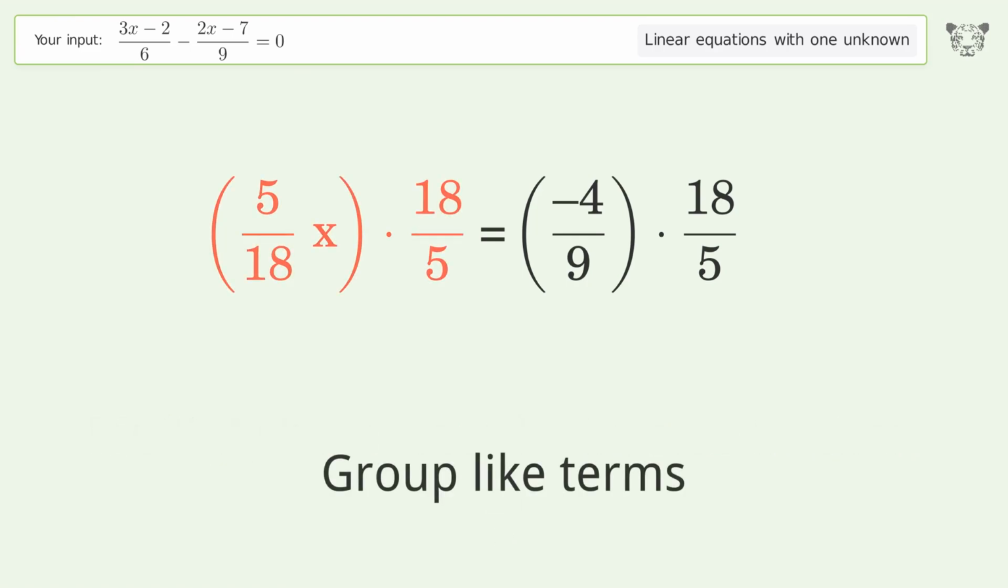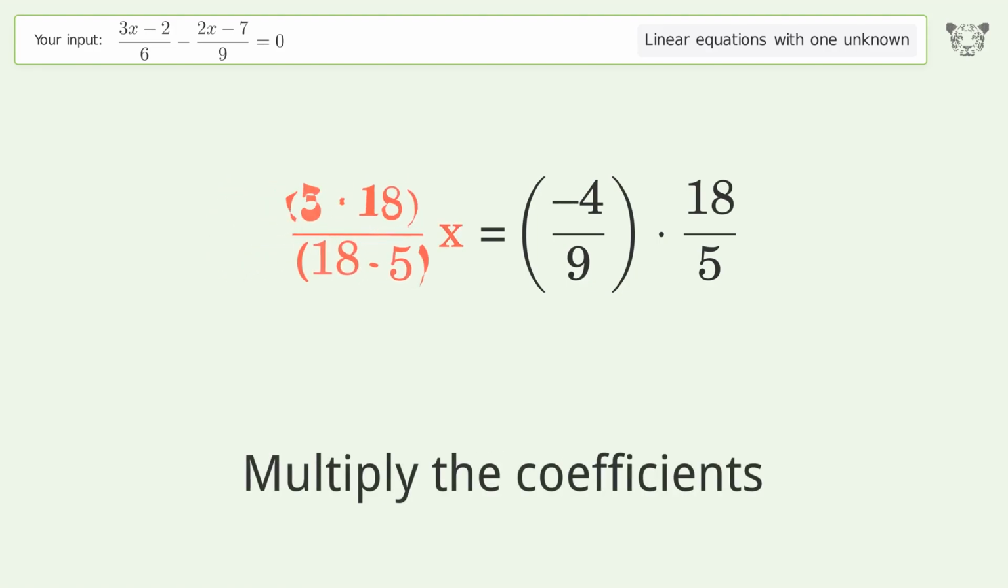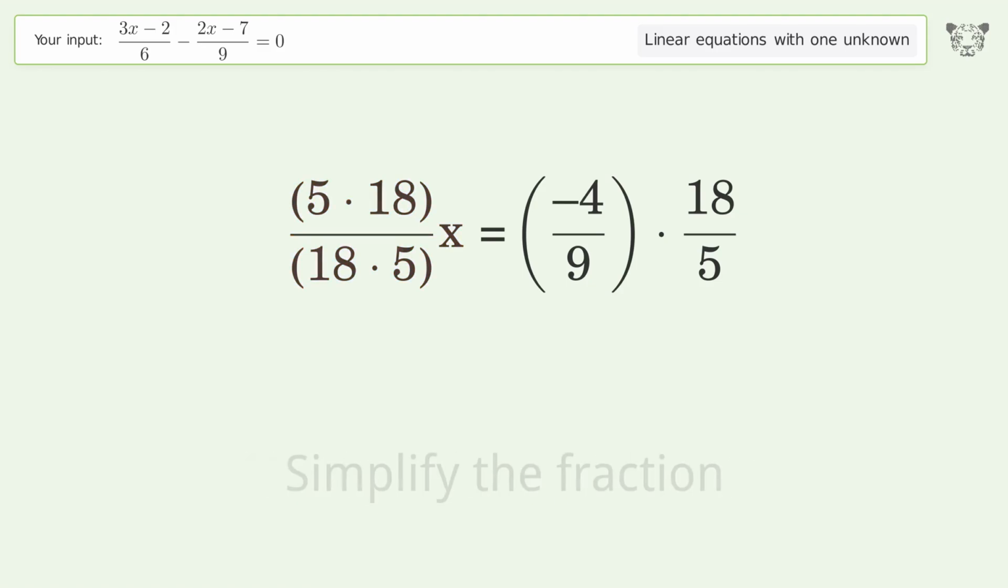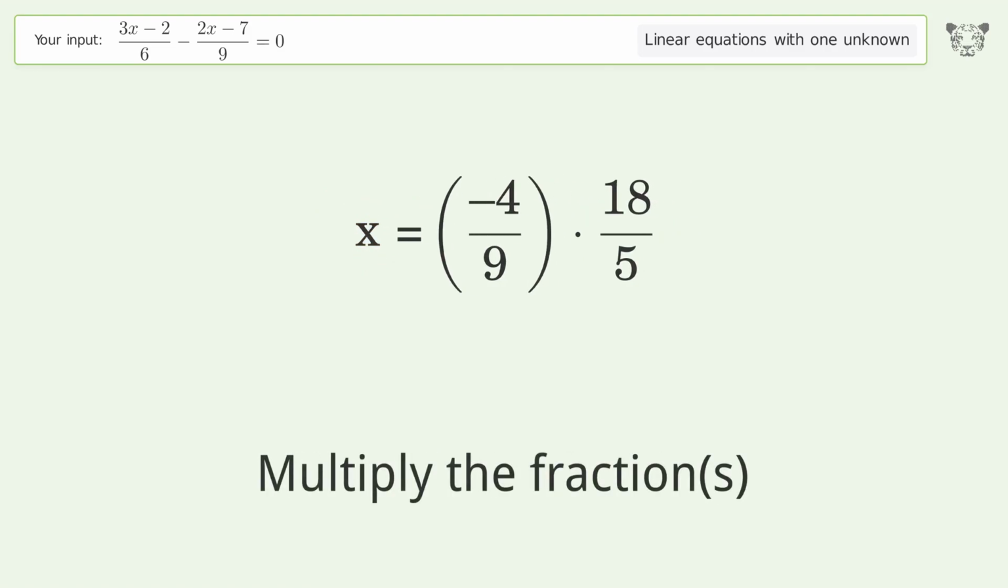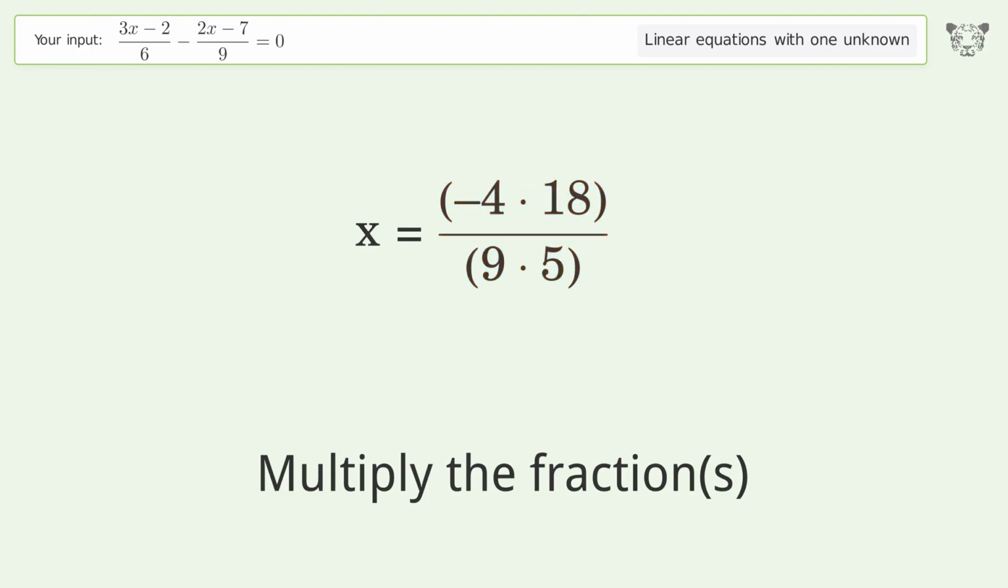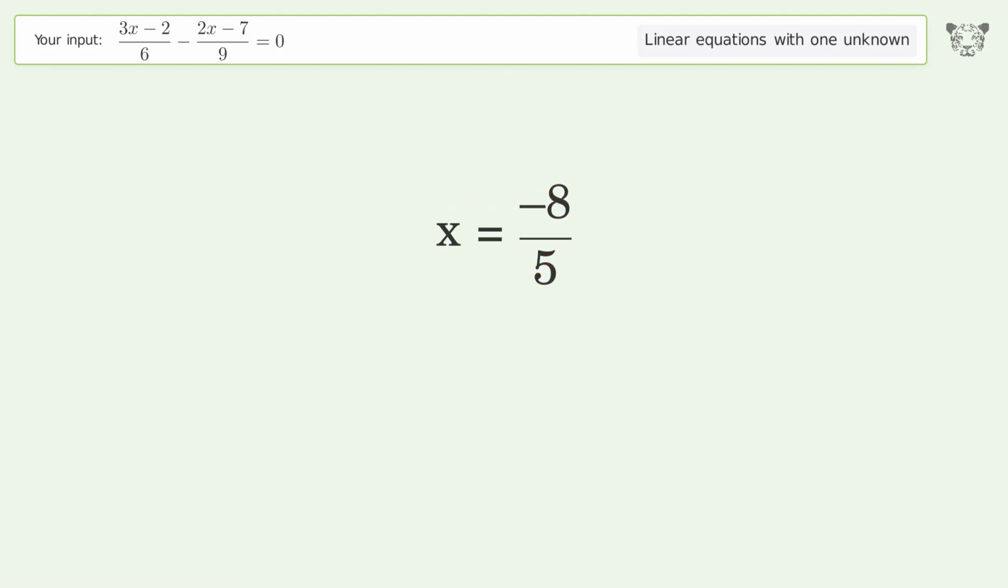Group like terms. Multiply the coefficients. Simplify the fraction. Multiply the fractions. Simplify the arithmetic. And so the final result is x equals -8/5.